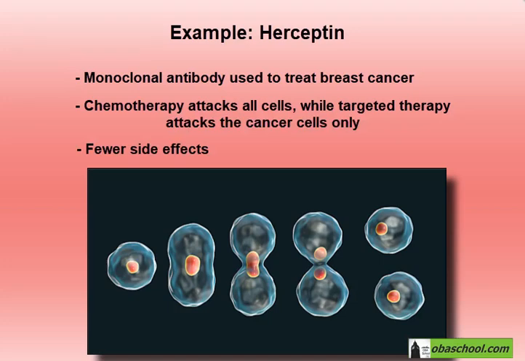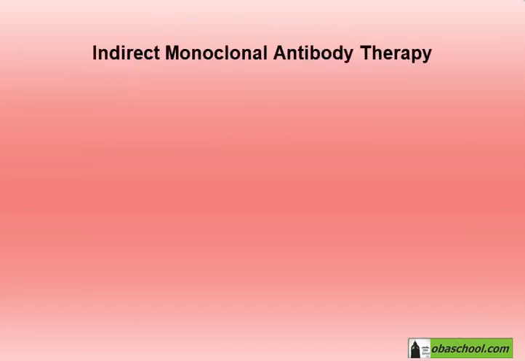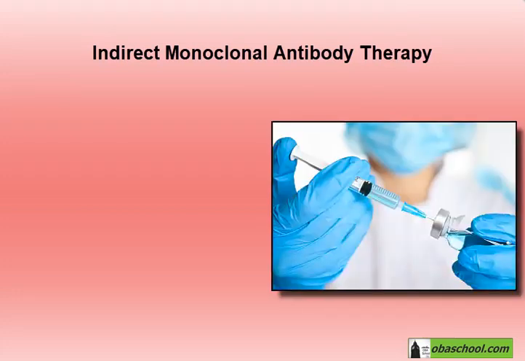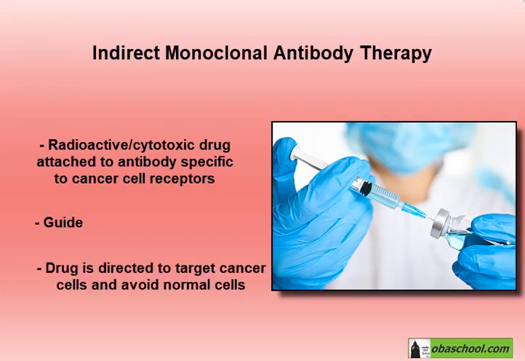Also, in cancer treatment using antibodies, there's another method called indirect monoclonal antibody therapy. You're using the monoclonal antibody just as a guide. You attach a radioactive or a cytotoxic drug that kills the cancer cell to the monoclonal antibody, and the monoclonal antibody serves as a guide because it's going to bind to the cancer cell. Once it binds to the cancer cell, it will have this drug attached to it. So this drug is now directed specifically to the cancer cell and is going to perform its action of killing cells directly there in the tumor.